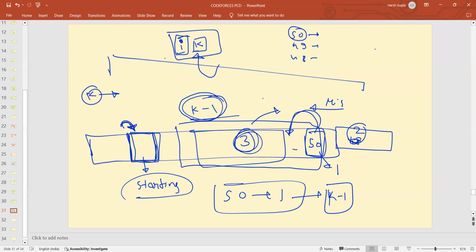Actually I even tried it by DP by looking at the value of A_i, but I figured out that I at least require this i and k for my DP parameters.